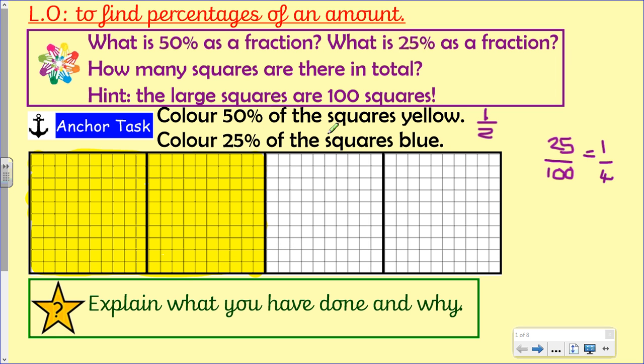Colour 25% of the squares blue. So 25% is the same as 1/4. So I'm going to go with this one over here.